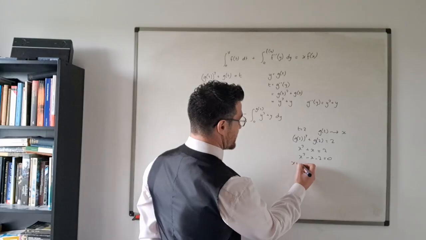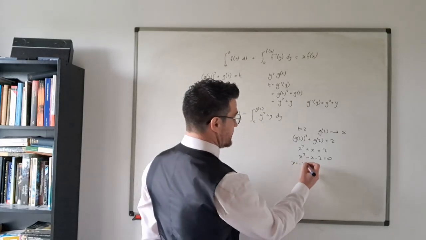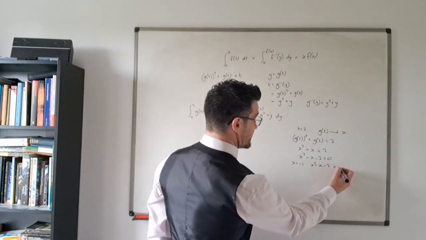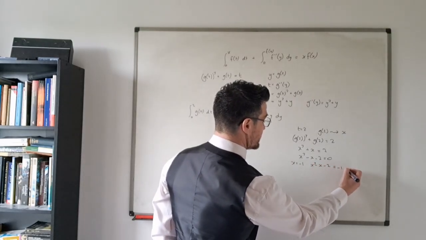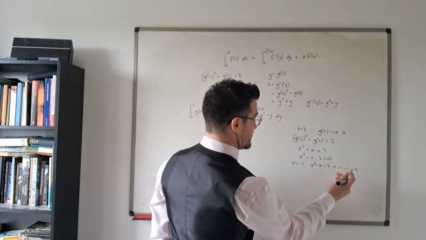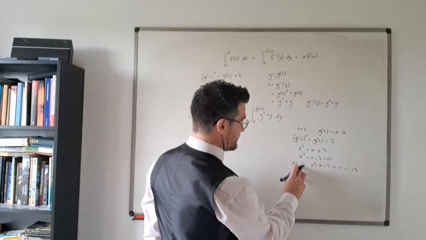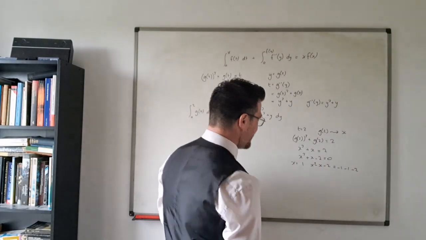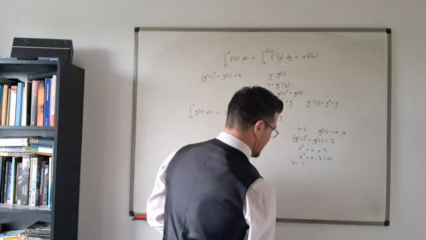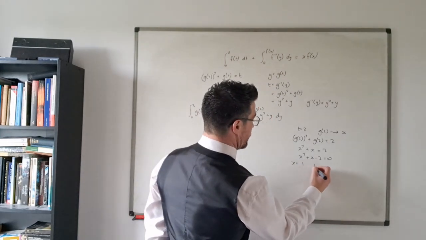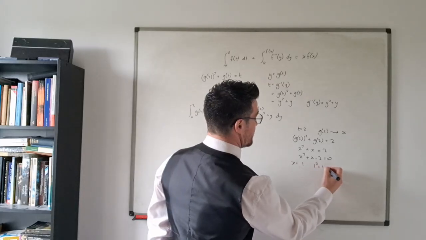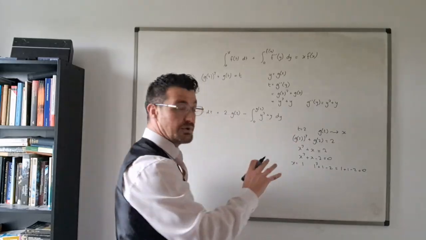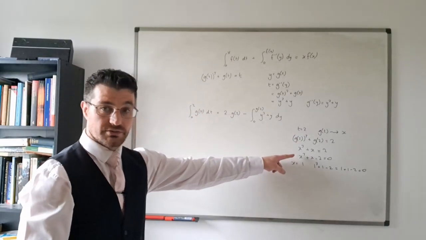When x equals minus 1, then I get x cubed minus x minus 2... No, I'm messing up here, aren't I? x cubed plus x minus 2. Right, that's better. When x equals 1, I get 1 cubed plus 1 minus 2, which equals 0. So x equals 1 is a solution to this equation.